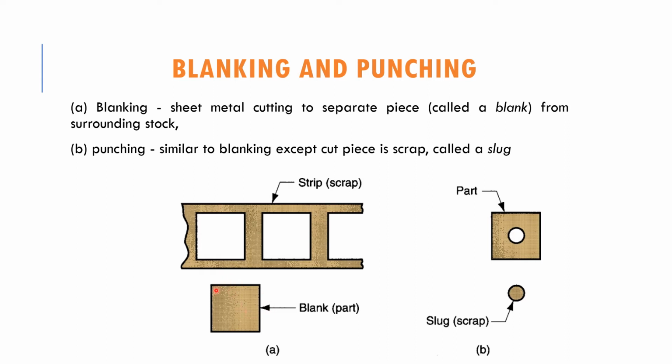Okay, so this is the part that the blank, or the final part that we want. The remaining from the sheet will be scrapped. However, for punching, this is the material that is going to be a part, and then we remove something from this sheet. So this part will be the scrap. That's the difference between blanking and punching.